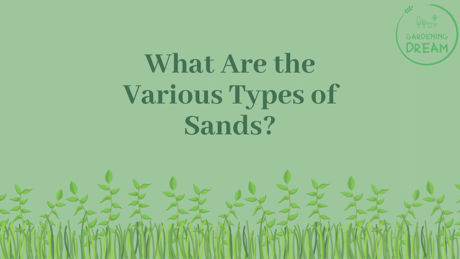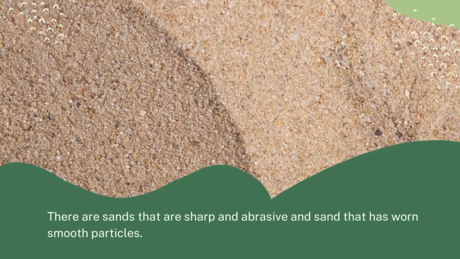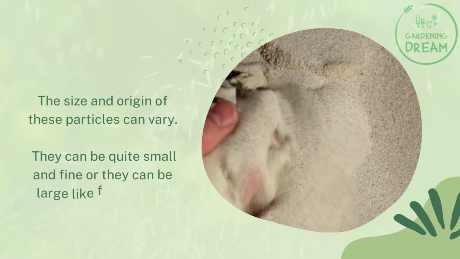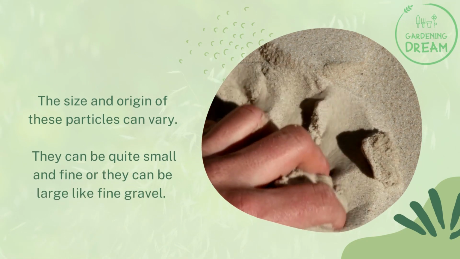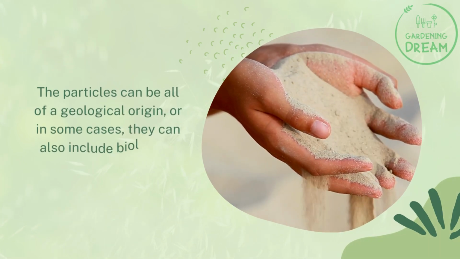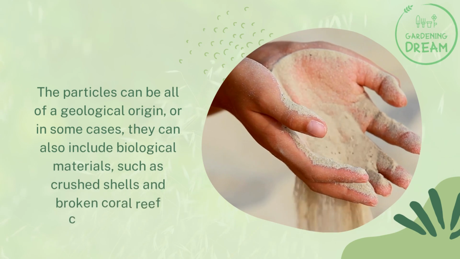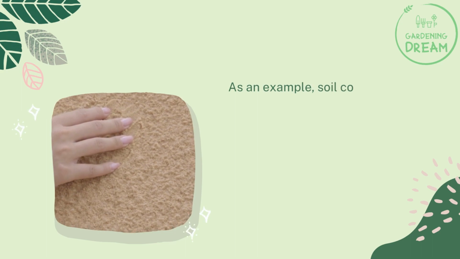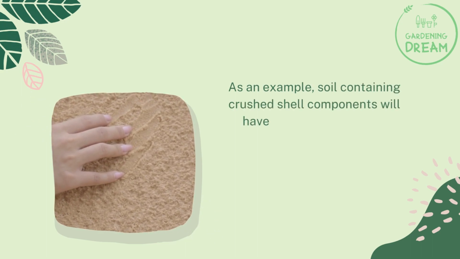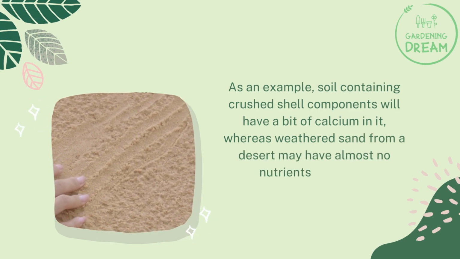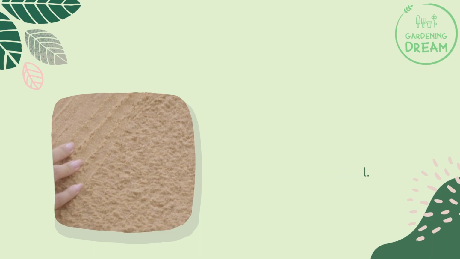What are the various types of sands? There are sands that are sharp and abrasive and sand that has worn smooth particles. The size and origin of these particles can vary. They can be quite small and fine, or they can be large like fine gravel. The particles can be all of a geological origin, or in some cases, they can also include biological materials, such as crushed shells and broken coral reef components. As an example, soil containing crushed shell components will have a bit of calcium in it, whereas weathered sand from a desert may have almost no nutrients in it at all.